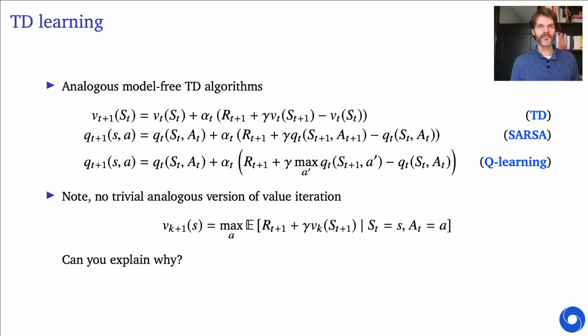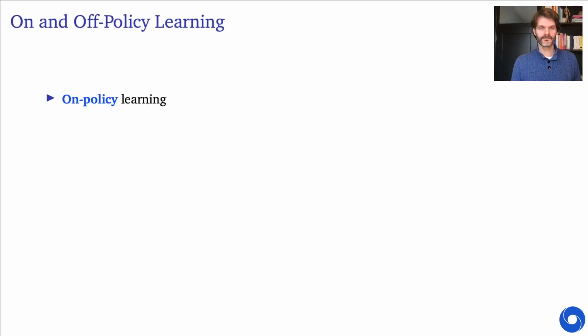So that's why we don't have an analogous model-free algorithm here. Okay, now I want to make the distinction between on-policy and off-policy learning in some generality, and I will connect this to this new Q-learning algorithm.